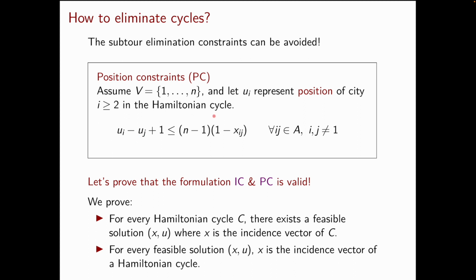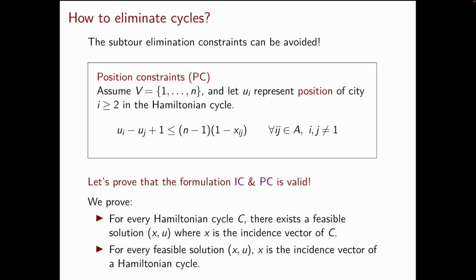If your solution corresponds to a Hamiltonian cycle, then we can associate variables u to the nodes in the Hamiltonian cycle so that they keep increasing. The node right after node 1 will have the u variable equal to 2, then the node after will have the u variable equal to 3, and so on and so forth. At the very end of the Hamiltonian cycle, the last node will have u equal to n. So all these position constraints are satisfied along the Hamiltonian cycle. And this really works because we have constraints corresponding to all arcs that don't touch the node 1.